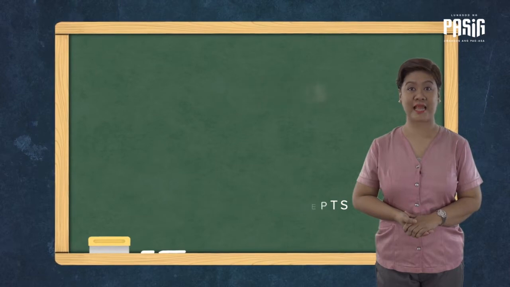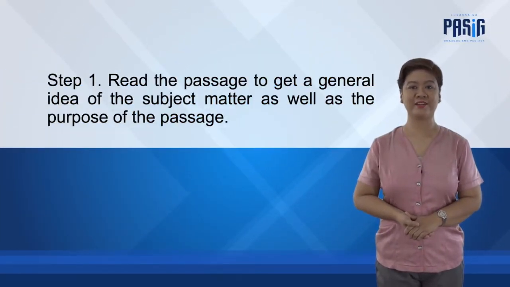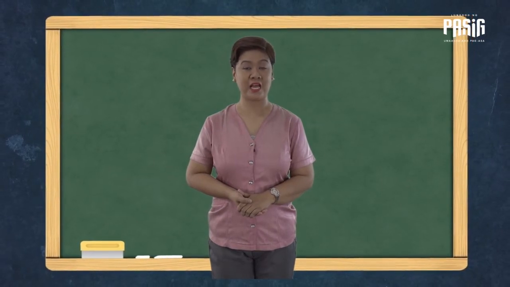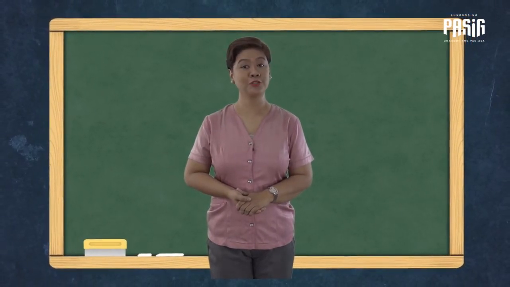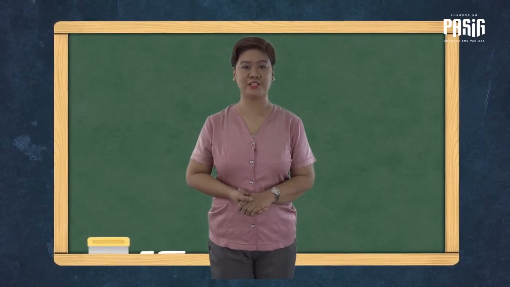How do we get information from a passage and transfer it to a nonlinear visual? Just follow these steps. Step 1. Read the passage to get the general idea of the subject matter as well as the purpose of the passage. As you read, it is important that you know the topic and the main idea of the passage. You should also be able to identify the goal of the author in writing the passage.